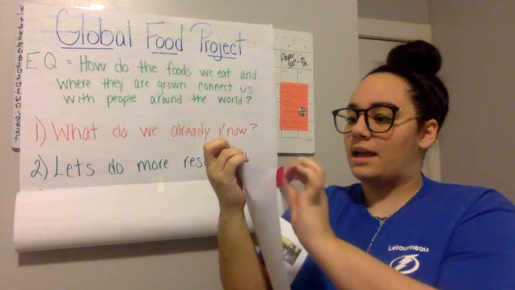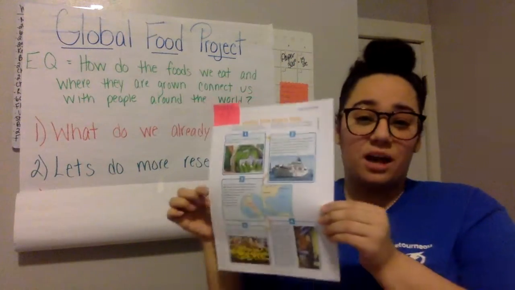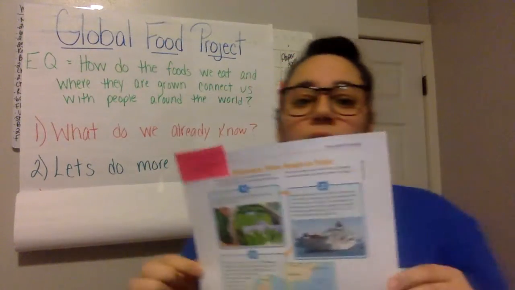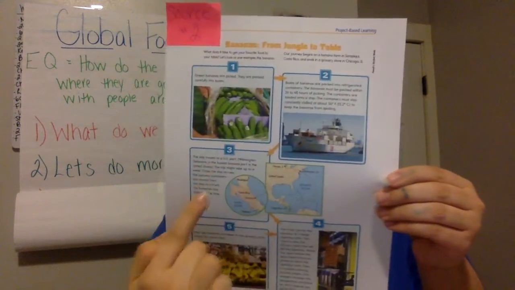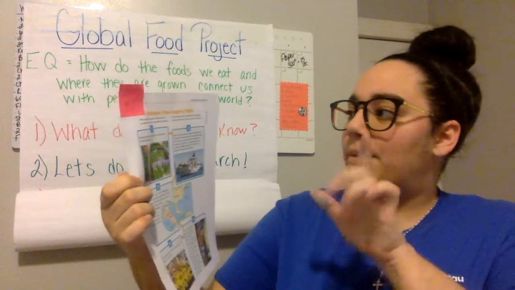Boom. This is a flow chart. Okay, a flow chart. We do these, you see these a lot in science, right? It's going from 1, 2, 3, 4, 5. This is a different kind of source. This is the second source that they give you. Where bananas from jungle to table.